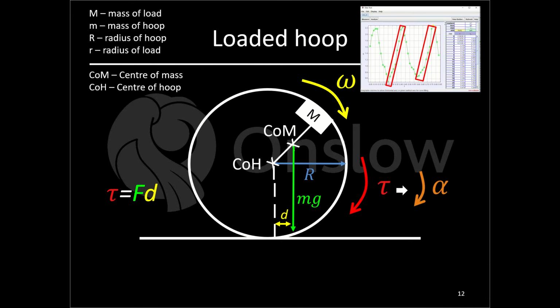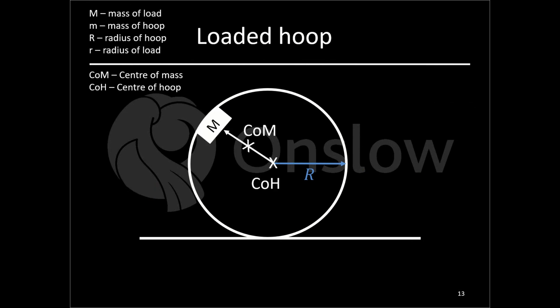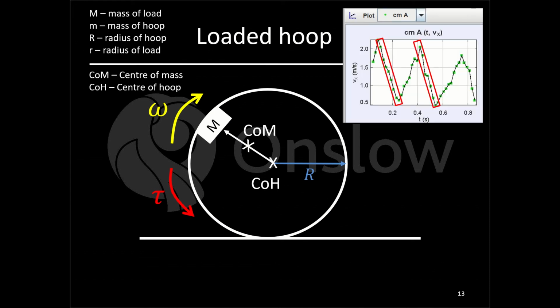This graph in the corner is a velocity time graph, and it shows the sections when the hoop is accelerating. When the mass is going upwards, the angular velocity is still acting in the same direction, but the torque is acting in the opposite direction. This is because the distance between the center of mass and the center of the hoop is in the other way. So there will be a negative acceleration and the system will be decelerating. This distance time graph in the corner shows the sections where the hoop is then decelerating.